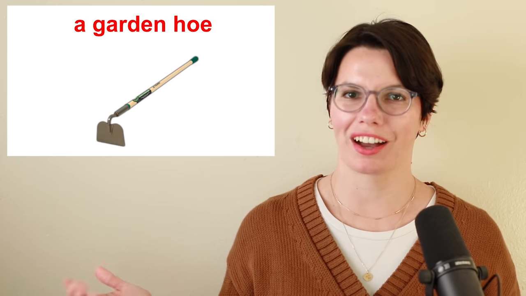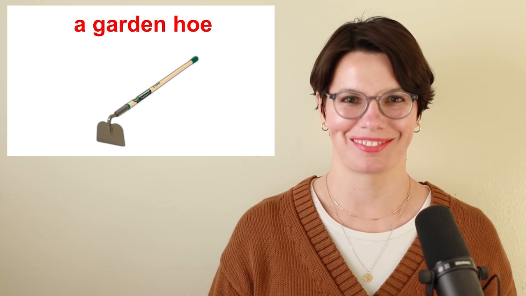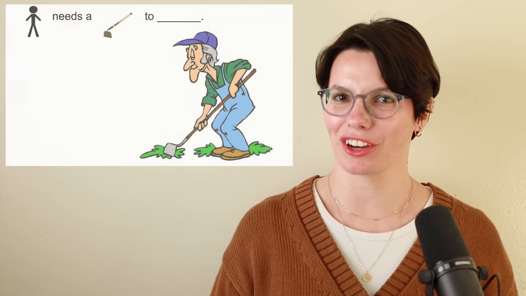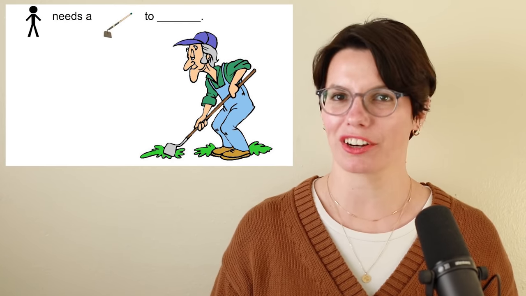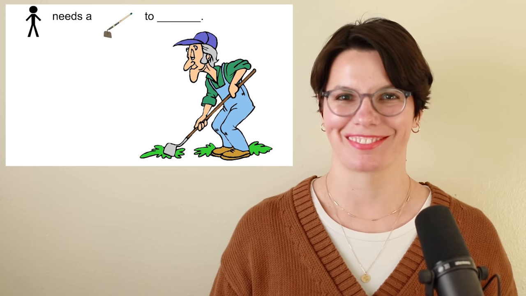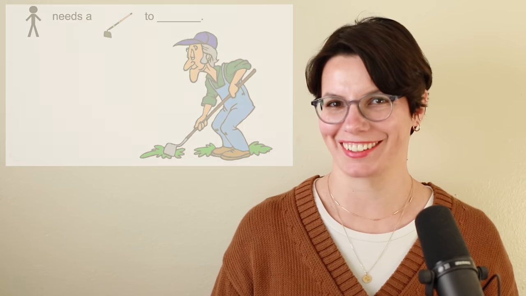Great job. This is a garden hoe. I have a garden hoe. Do you have a garden hoe? Does he have a garden hoe? That's right. He has a garden hoe. Great job. He needs a garden hoe to garden. Let's practice. Why does he need a garden hoe? That's right. He needs a garden hoe to garden.